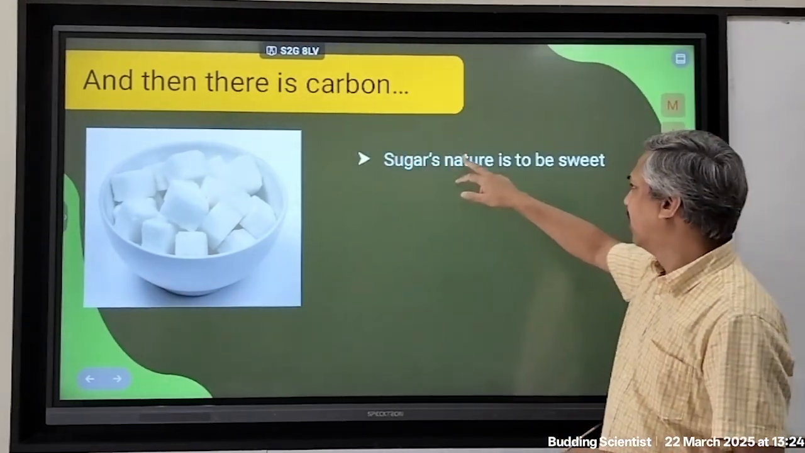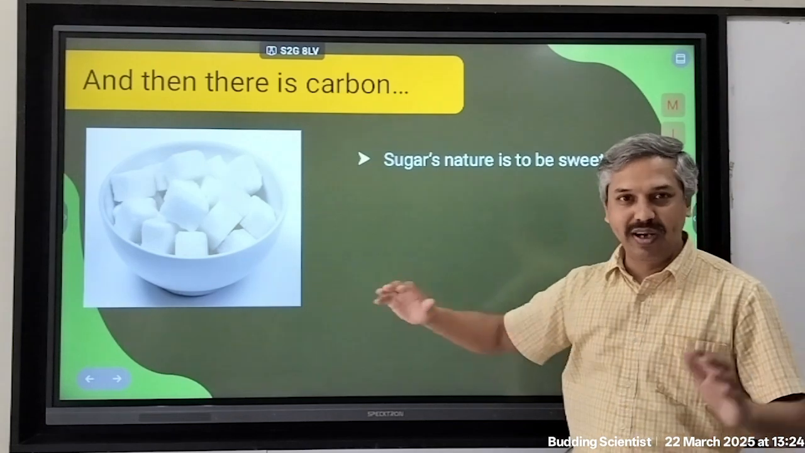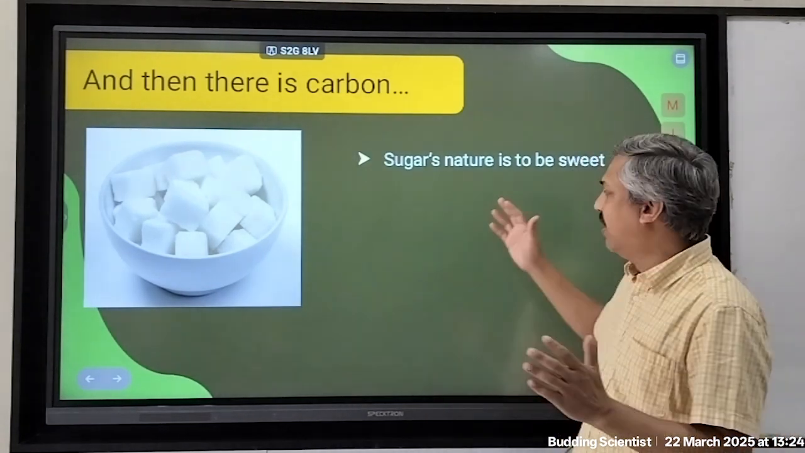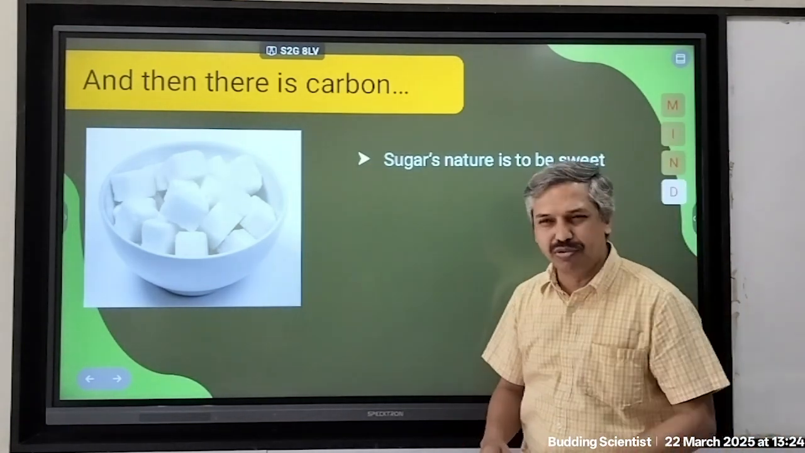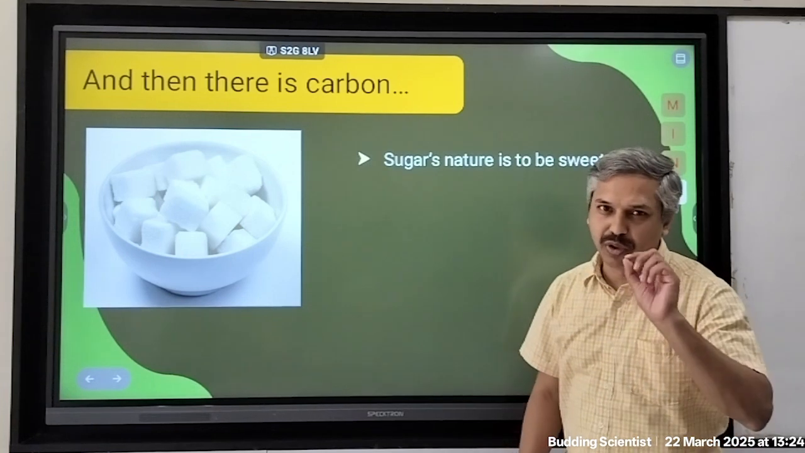Sugar's nature is to be sweet. You might take a lot of sugar, it will be very sweet. You take a little bit of sugar, it is slightly sweet, but it is always sweet.